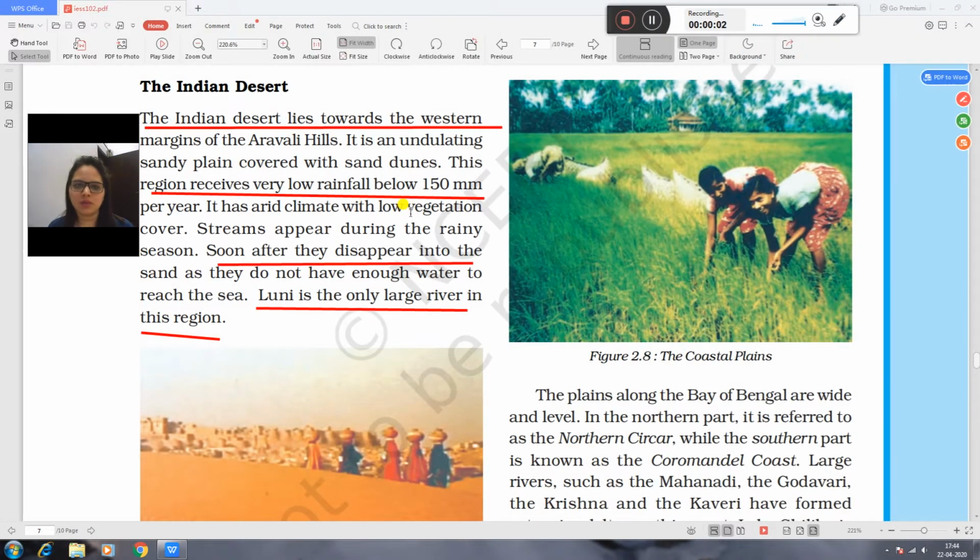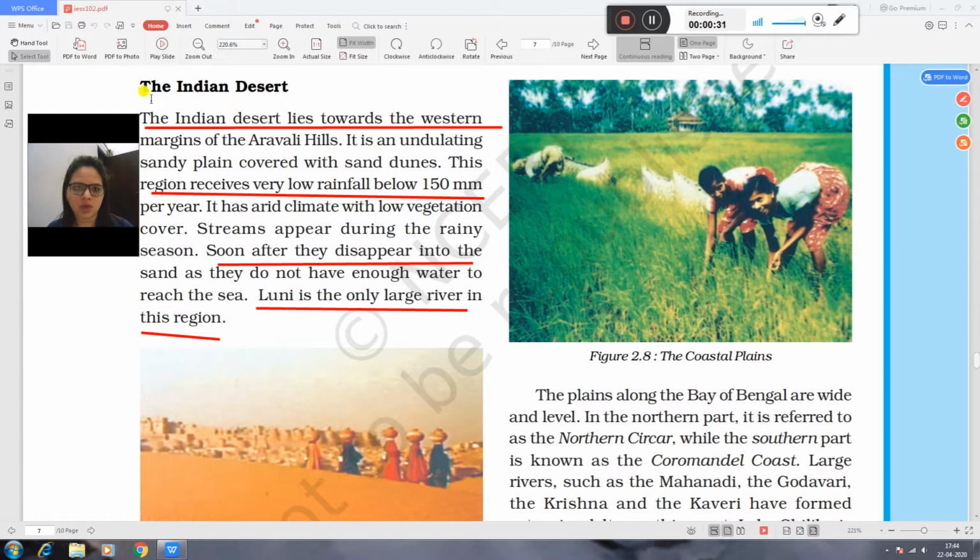Good morning class 9th. You know very well that we are doing chapter number 2 of geography, the physical features of India. In this chapter we already discussed the movement of tectonic plates, then the 6 physical features of India. Of the 6 features, we already discussed the Himalaya mountain and the northern plains. Today we will discuss the Indian desert and the coastal plains.